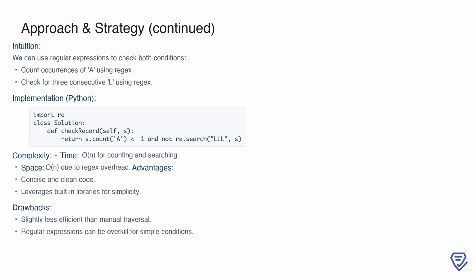However, while this approach is appealing in its simplicity, it comes with its own trade-offs. The time complexity is O(n), as both counting and searching operate linearly, but the space complexity becomes O(n), due to the overhead introduced by regular expressions. Additionally, while regex simplifies the implementation, it may be overkill for such a straightforward problem. The overhead and dependency on external libraries make this method less ideal for competitive programming scenarios.